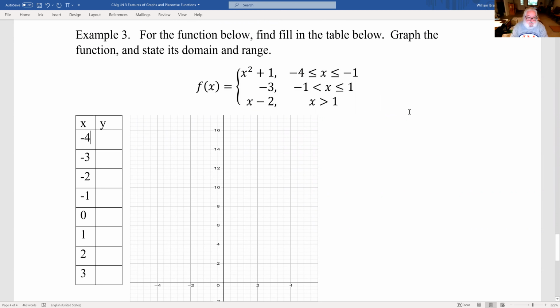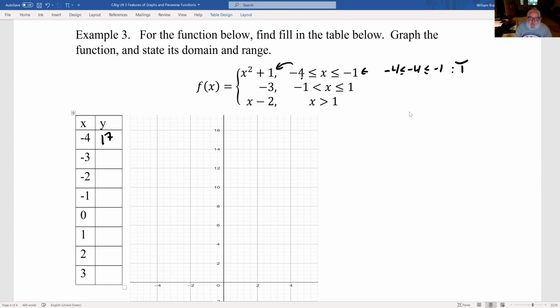What's the function of minus 4? If x is minus 4, what's y? Well, minus 4 is in this interval, and that's true, right? If we plug in minus 4 for this x, we get a true statement. So that means you use this formula. And so minus 4 squared is 16 plus 1, so y is 17.